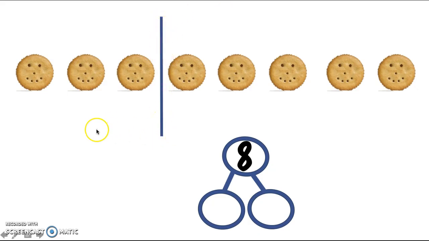So let's start with Susie's part. How many crackers are in Susie's part? Yes, excellent, friends. 3. And how many crackers are in my part? Perfecto, 5. Hey, look it. We just used an array to help us break apart, decompose 8. We did fantastic. Let's try another one, okay?